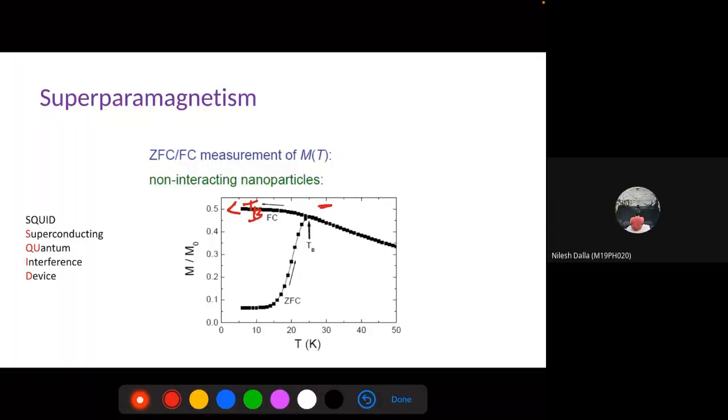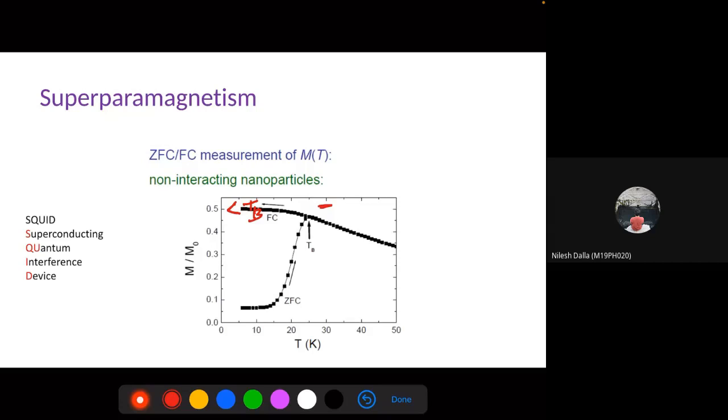So for example, here I mentioned this SQUID on the left side, you can see that is a typical magnetometer that is used to measure magnetization. If you measure in a SQUID, you'll observe a TB of typically about 20 Kelvin or 15 Kelvin, but of course it depends on the size as well. So the blocking temperature can also vary.